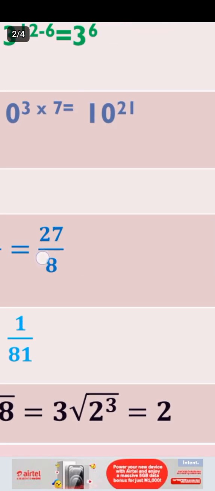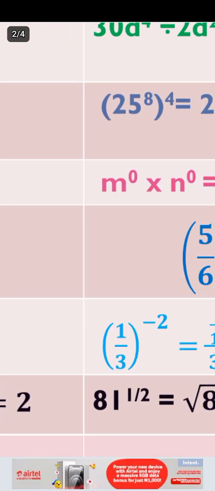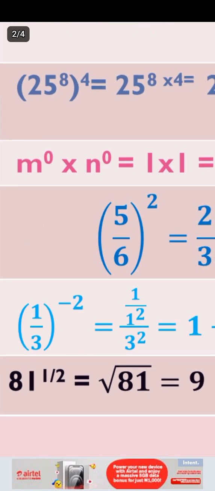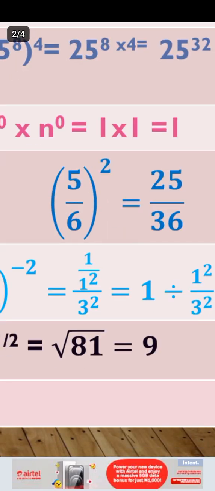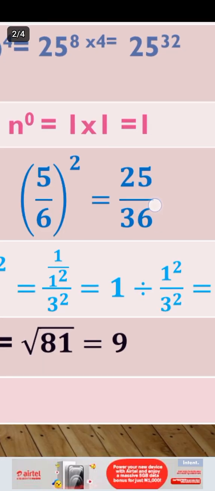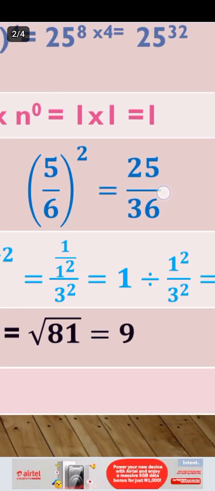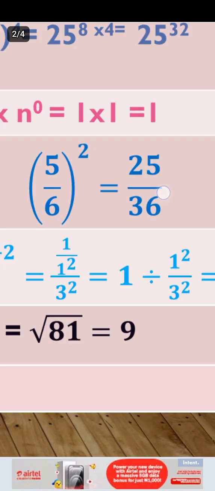Now, take another example. That's example 2 on this series. That one is telling us that 5 over 6, open bracket and close bracket, raised to power 2 is the same thing as 25 over 36. That is to say 5 raised to power 2 over 6 raised to power 2.